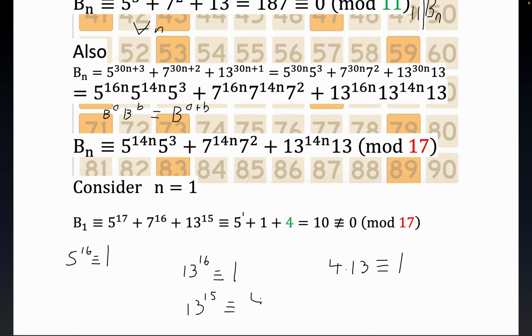Otherwise, I wouldn't know how to do that very easily. It would be kind of painful to do that. So that's where this 4 comes from, right? That's why I was proud of that. That was green. But notice that 10 is not congruent to 0. So that means 17, let me just write this down. A lot of work here, but to me it's worth it. 17 does not divide b to the first, right?